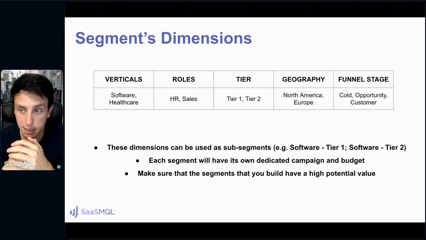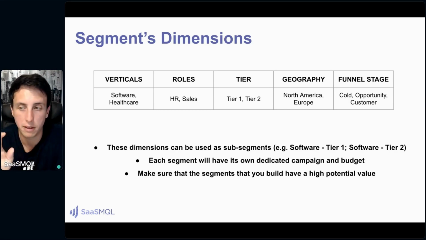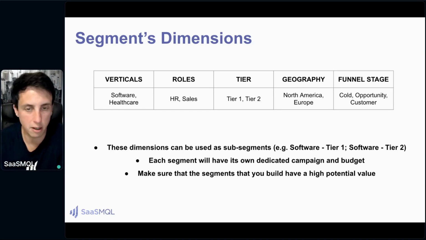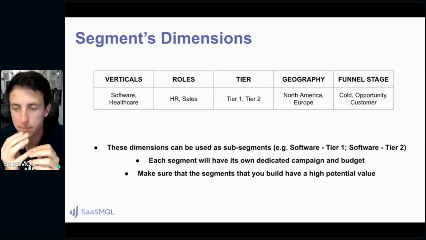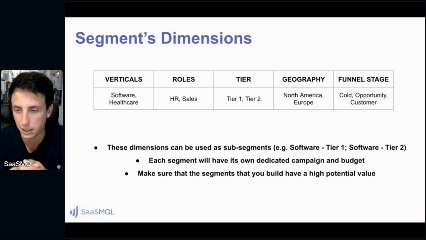And then a very important sub-segmentation that applies to every segment is the funnel stage. For each of your segments, you need to identify if the accounts are cold, if they are warm, engaged, if they are an existing opportunity, a customer, maybe a churned customer, or maybe a lost opportunity. Because when you bucket them this way, you can create specific targeted campaigns that are a good fit and match the stage where they are today.